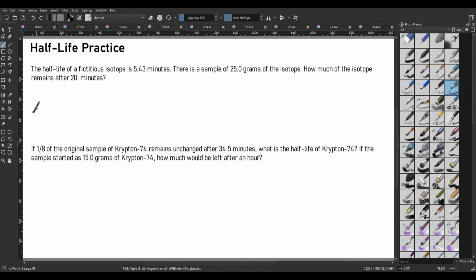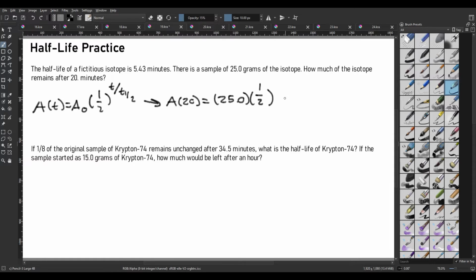So our half-life equation is A of t is equal to A naught multiplied by 1/2 to the elapsed time over the half-life. So we can use our half-life equation directly if we substitute what we know. So we're looking for A of 20 equals 25.0 grams to begin with, so A naught there, the initial amount, by 1/2, make sure we include the 1/2 in there. The elapsed time is going to be 20 minutes, and the half-life is 5.43 minutes.